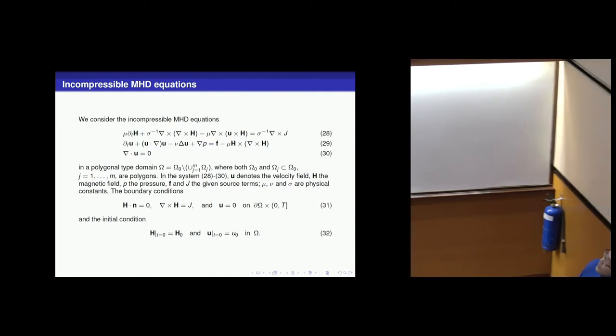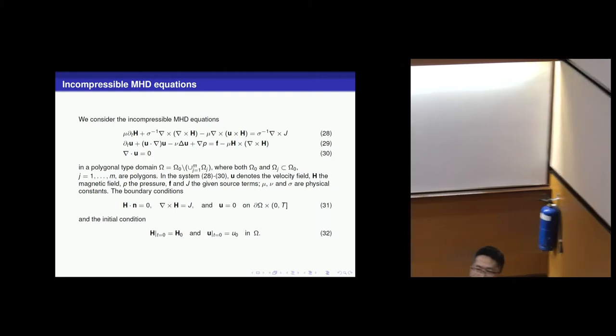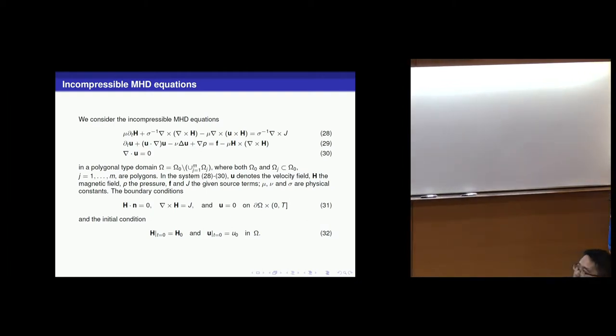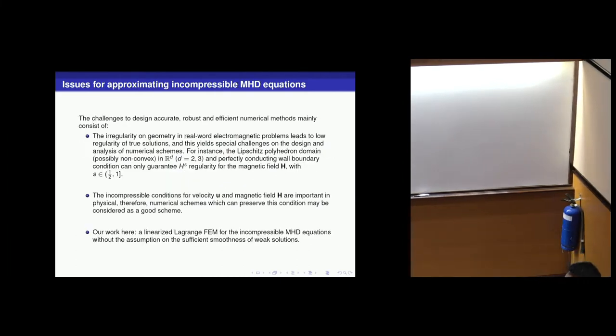The second part for the MHD equation is the incompressible MHD equations. This is the typical incompressible MHD system, with the divergence-free condition for the velocity and also for the magnetic field. It's an old equation, and there are many, many numerical analysts working on it. There are some difficulties for the analysis and numerical computation of this model. Here, for this model, we make some classical numerical analysis.